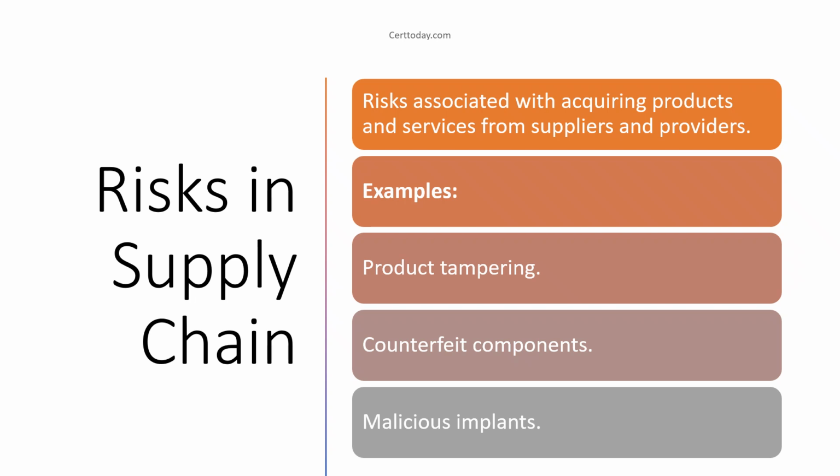Risks in supply chain. Acquiring products and services from suppliers and providers introduces several risks that can compromise the security, quality, and reliability of an organization's operations. One common risk is product tampering, where items are altered during manufacturing, storage, or transit, such as inserting malicious code into software or modifying hardware components to create vulnerabilities.